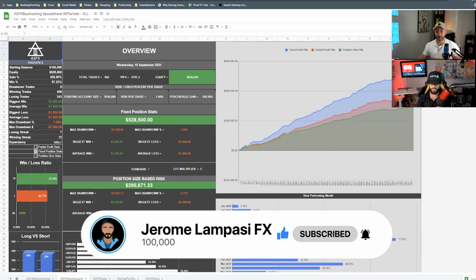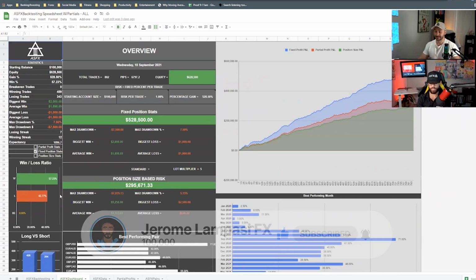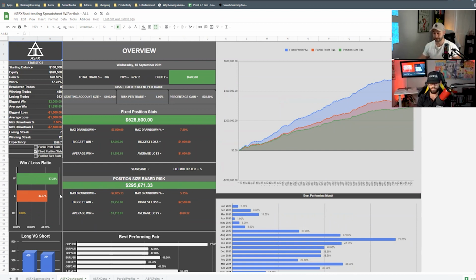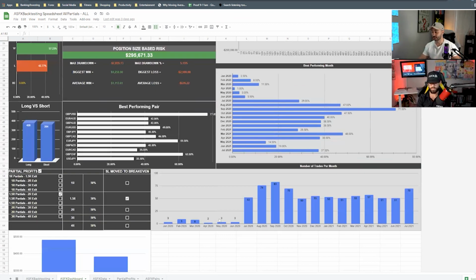So the first thing I wanted to point out, and you can see that this system turns a very good profit. Now, one thing to remember, if you go down to this tab at the bottom here, you can see there is no way humanly possible you're taking 83 trades in a month. Right. That was the first thing I noticed, Jerome.